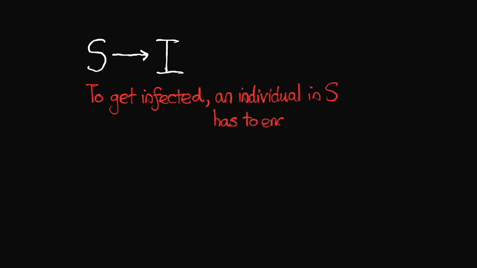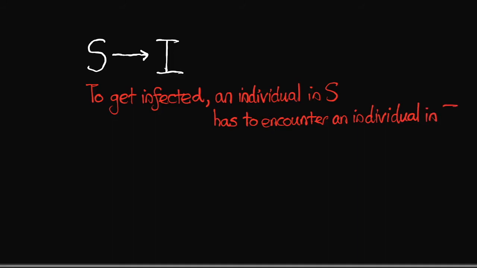And this is why we can apply the law of mass action. So let's now consider how people in the susceptible population get infected. Now, to get infected, a person in S has to encounter an individual in I. In other words, someone who has the disease.